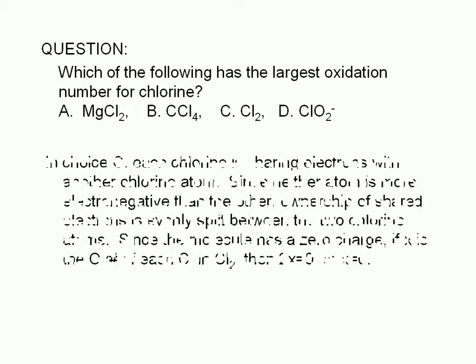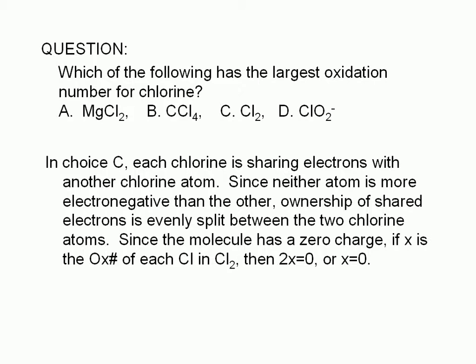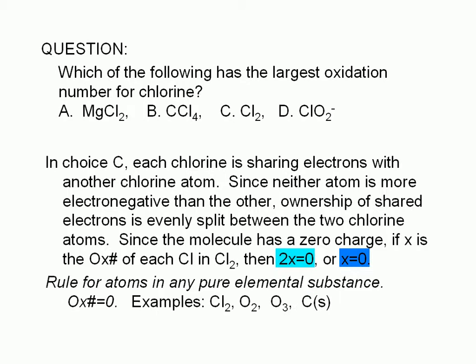Finally, let's examine choice C. Here, each chlorine is sharing electrons with another chlorine atom. Since neither atom is more electronegative than the other, ownership of shared electrons is evenly split between the two chlorine atoms. It is logical to assume that both atoms have the same electronegativity. Since the molecule has a zero charge, the sum of the oxidation numbers of both atoms is equal to 0. Therefore, each atom has an oxidation number of 0. This is generally true for atoms in any pure elemental substance. The oxidation number of each and every atom in a pure elemental substance is 0.